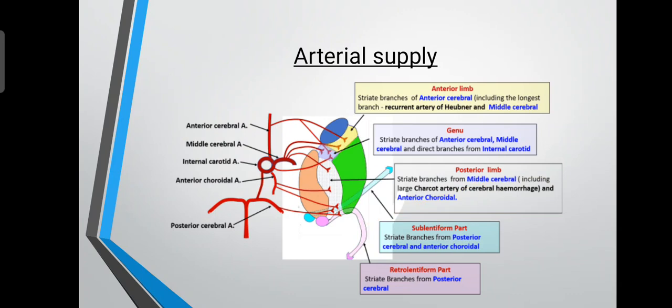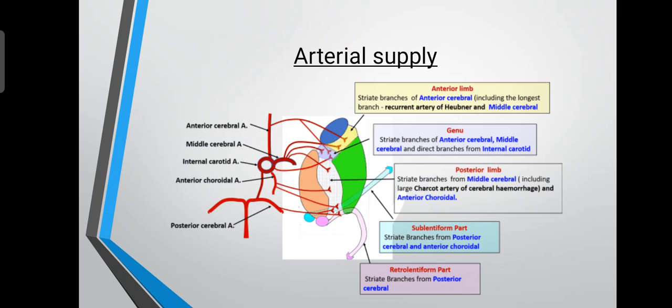So, the internal capsule's anterior limb is supplied by, as you can see in the image, the anterior cerebral artery. They are the branches of anterior cerebral artery and branches of middle cerebral artery. One branch of the anterior cerebral artery is called the recurrent artery of Heubner. That is the longest branch of anterior cerebral artery, which supplies the anterior limb of internal capsule.